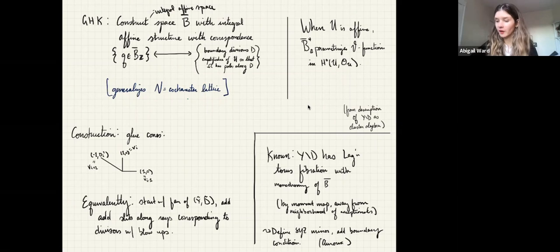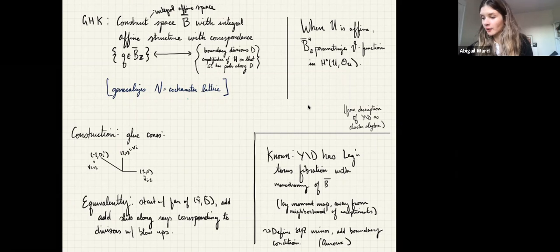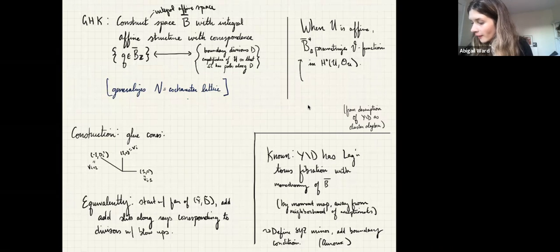And then furthermore, when U is affine, you can construct the dual space to B bar. This is going to parameterize these canonical theta functions in the ring of functions on U. So this is from the description of Y minus D as a cluster algebra. What I should say also is that these theta functions form a basis for this space. So, you know, you have H U equal to the span of these theta Q, Q in B bar Z.